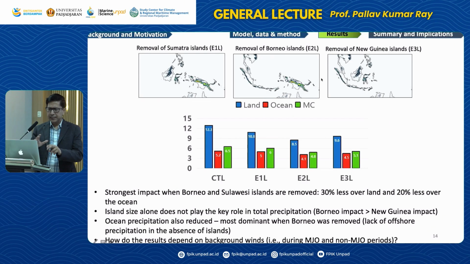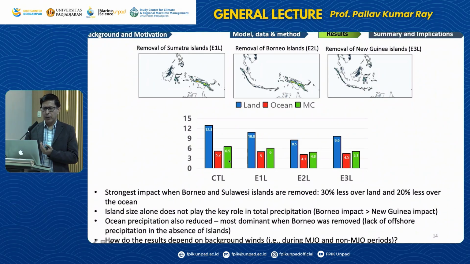Okay. So this is one of the main results of our study. At the top are the three experiments: no Sumatra, no Borneo, and no New Guinea. And this is from the control simulation. The blue basically means the land precipitation rate, and it turns out to be roughly about 12 millimeters per day. The red is ocean, and the green is the average over the entire maritime continent, okay?